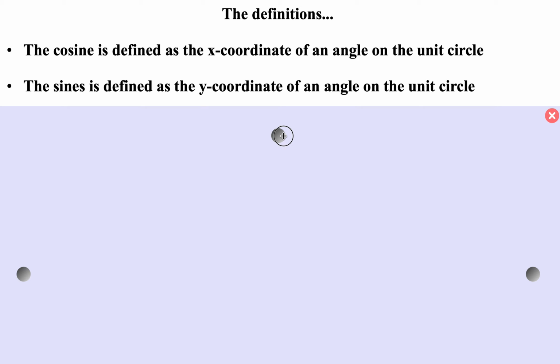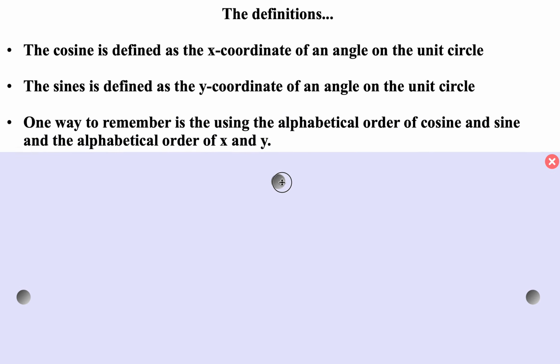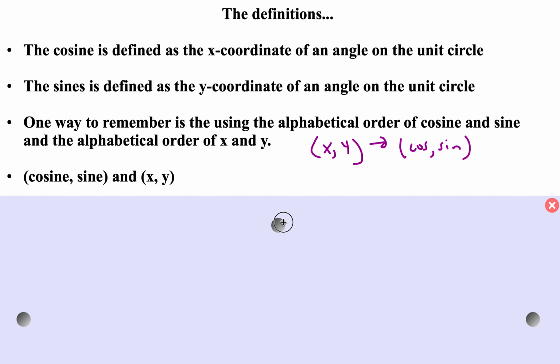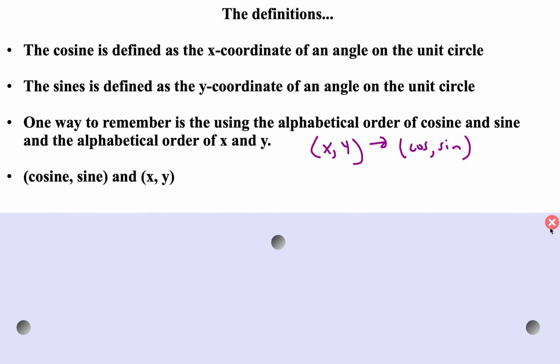What this means is, if you think about the xy coordinate, x comma y, it goes in alphabetical order, and cosine and sine work the same way. So the xy coordinate matches to cosine, which is abbreviated COS, and sine, which is abbreviated SIN. It's one way to remember and keep track of them: cosine, sine, and x, y. Okay, so let's get to some examples, and maybe this will make more sense.